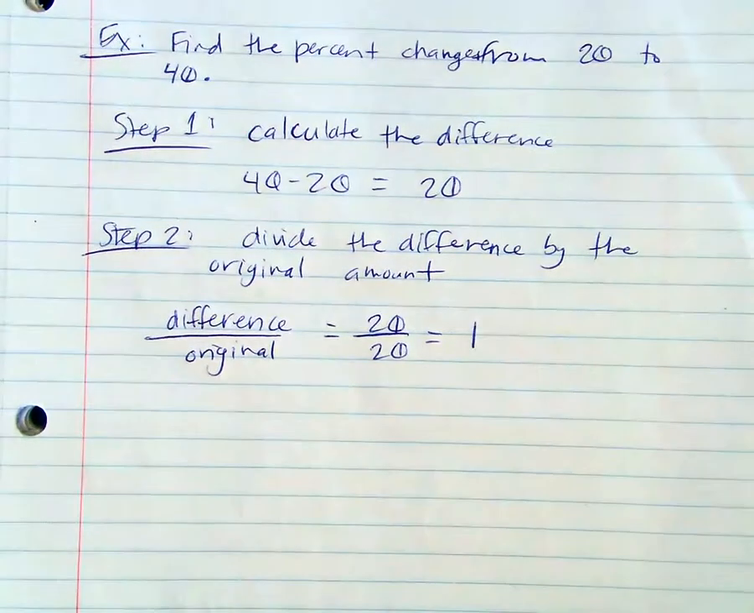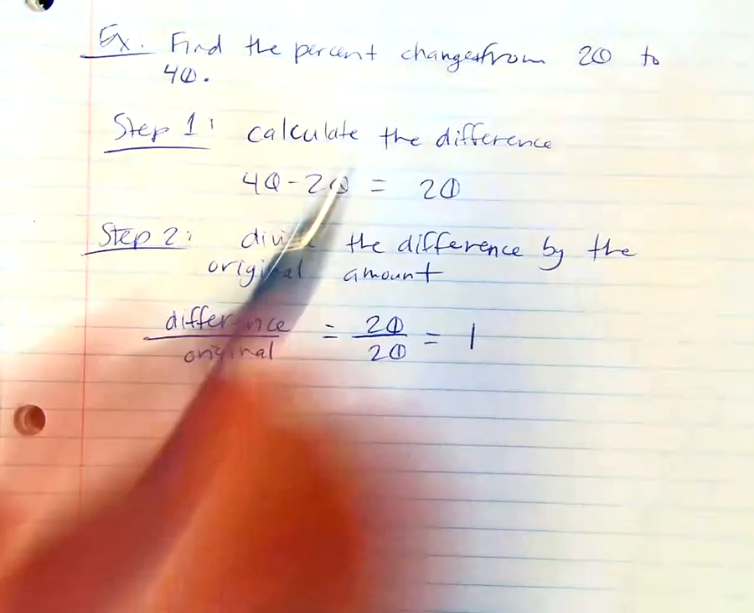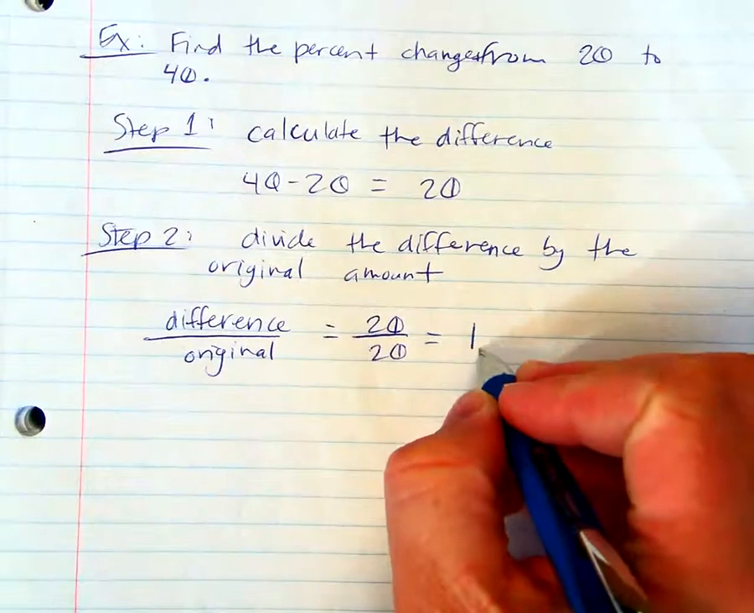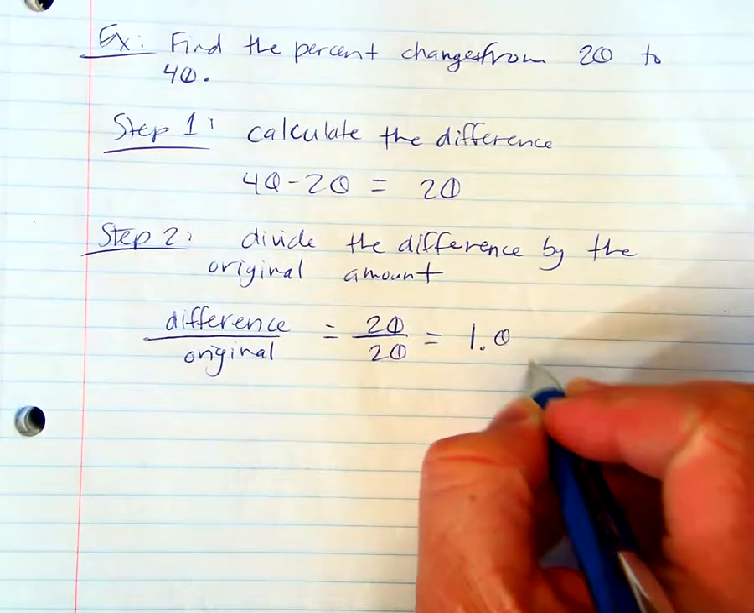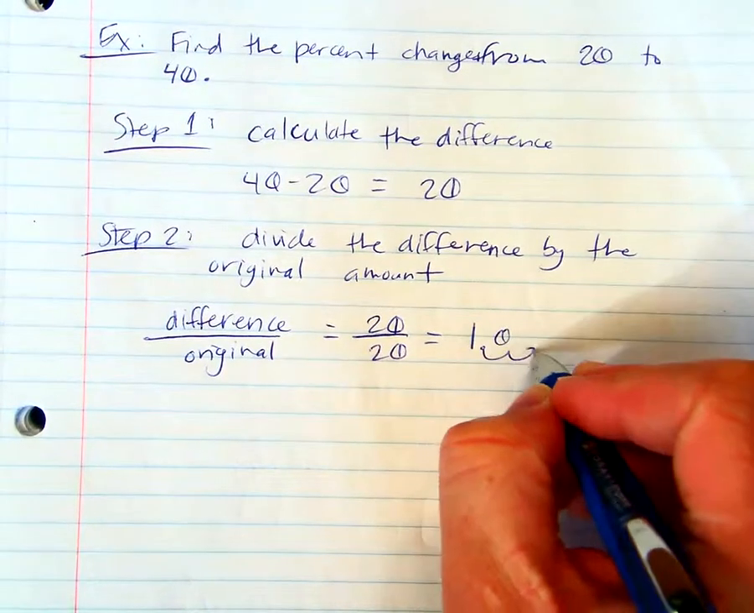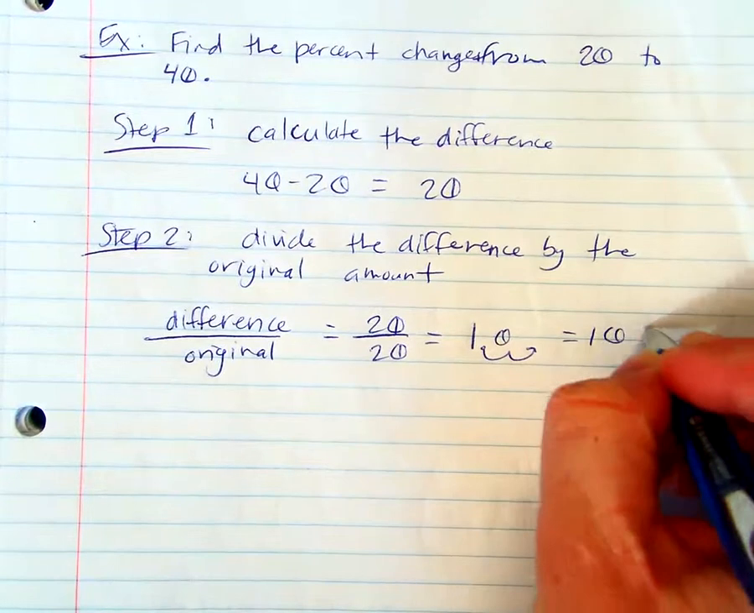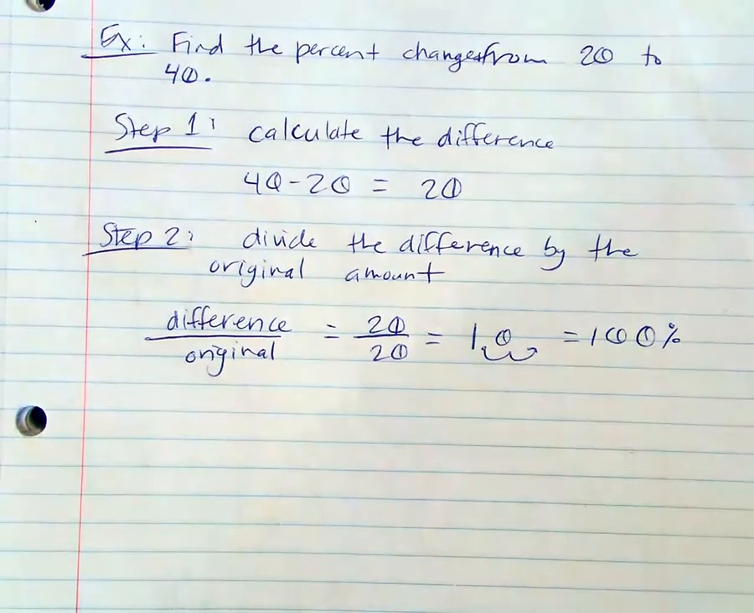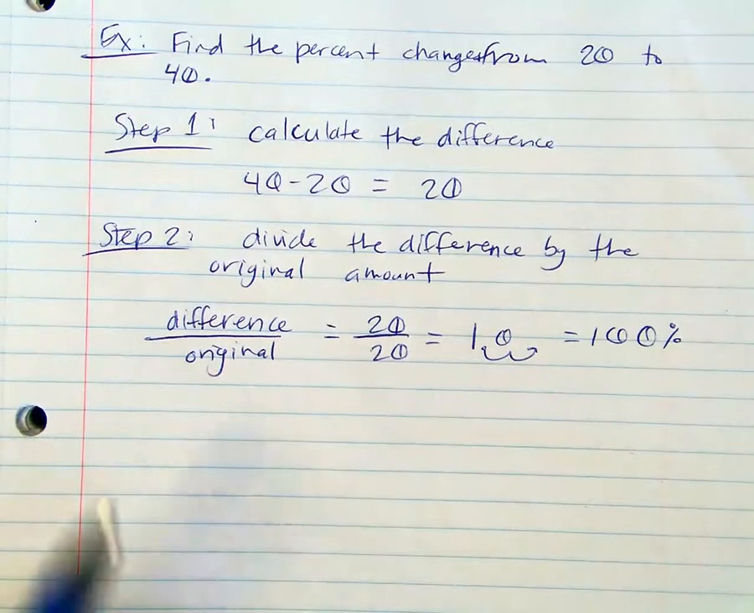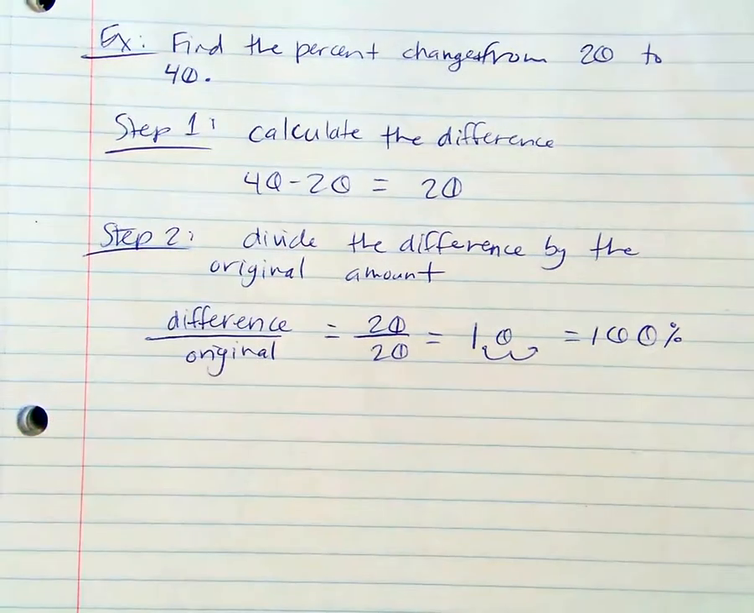But please remember, going back to the original question, we're finding percent change. So 1 as a whole number would be 1.0. Move the decimal 2 places, and we get 100%. So here's another way of explaining the exact same scenario. After step 1, just the actual difference, we could say class sizes have grown by 20 students. Actually calculating the percent, I could say class sizes have grown 100%.